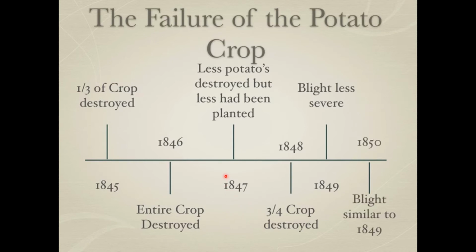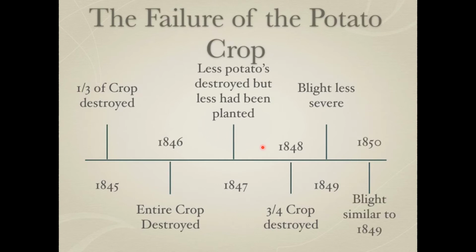It wasn't as severe of a blight, but because so many people had actually eaten the seeds for potatoes because they were starving, it meant that there was actually less potatoes planted, so there was actually less grown. Okay, so less had been planted. Also, since so many people had died, there were less people actually working on farms. So more people died and more people emigrated. So it meant that there were less people to actually plant the crops.